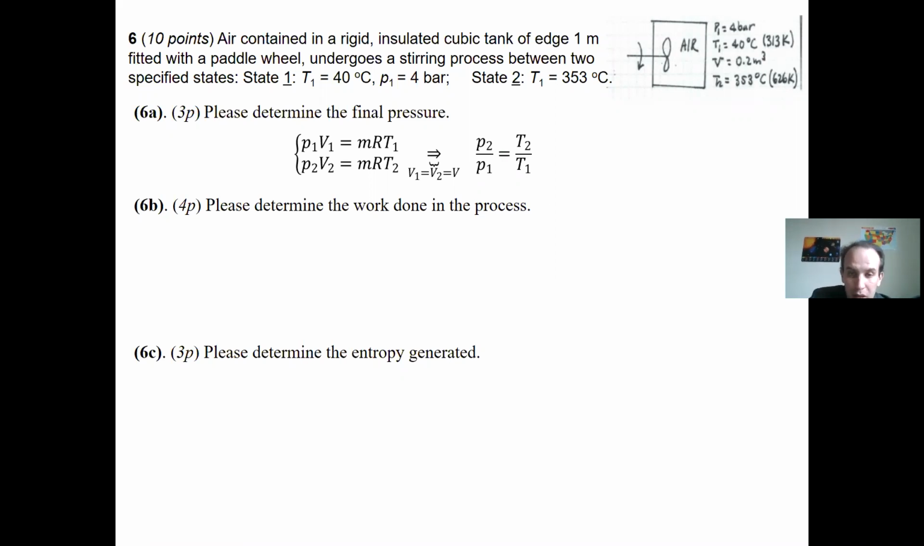And how will you find it? The key point to remember is that you are back in chapter 4. Write down the first law of thermodynamics for a closed system: delta U is Q minus W. And what is Q here?